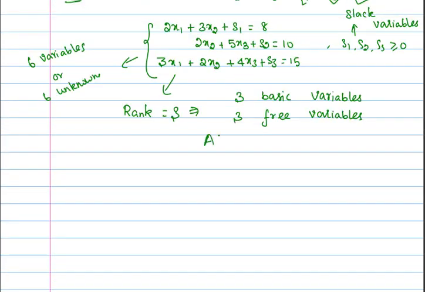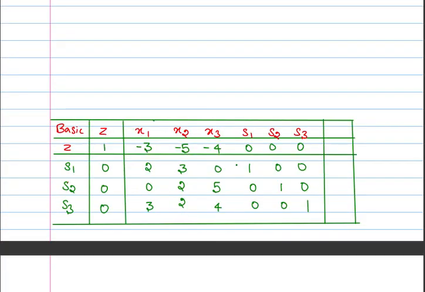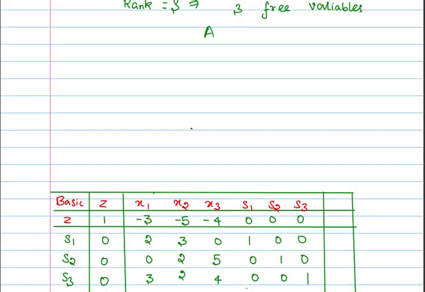This is the A matrix, the coefficient matrix, correct? Clearly the rank must be 3 because of this identity matrix, as these 3 columns are linearly independent. So from this, s1, s2, s3 are the basic variables, and x1, x2, x3 are the free variables, so I can assume any value for them.